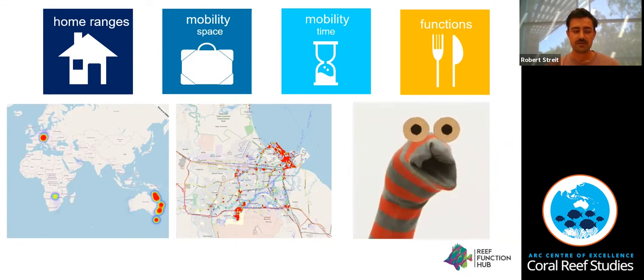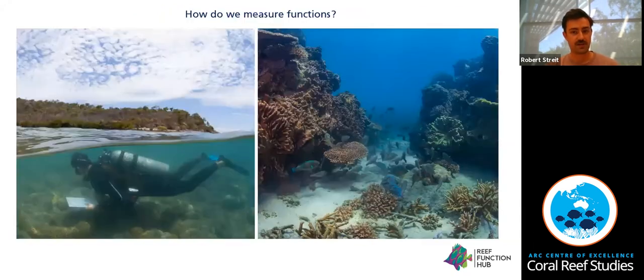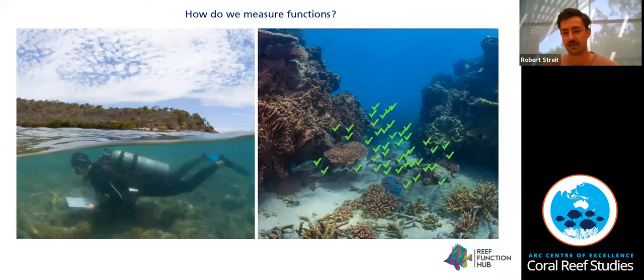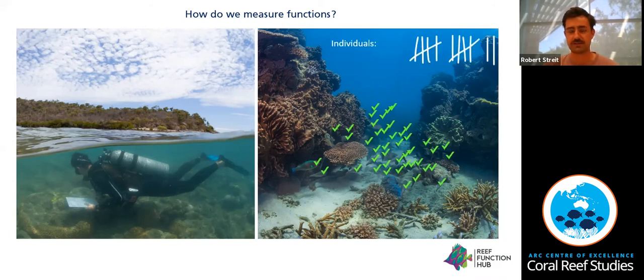So, but how do we quantify function? How do we measure functions? So what we do on a regular basis is we go out, we go scuba diving, and we do transects and we count fishes. So in the image on the right here, you can see a bunch of parrotfishes, which are important herbivores. And you can go along and you count them all. And then you can tally them up and you can count how many individuals are in a certain transect. But you can also count how many species there are. And you can also count how many functional groups there are.